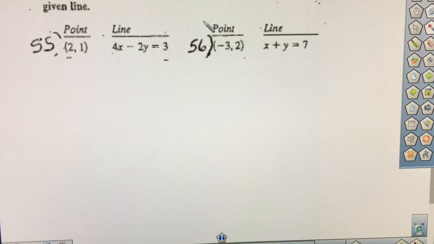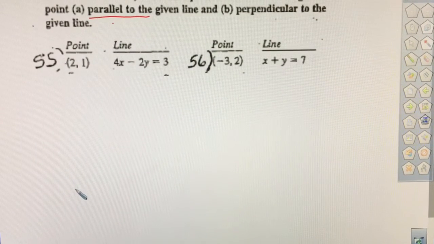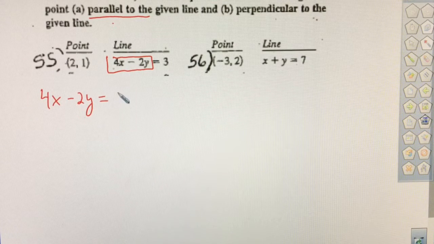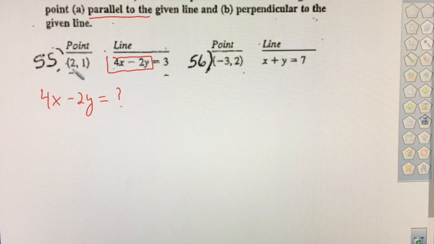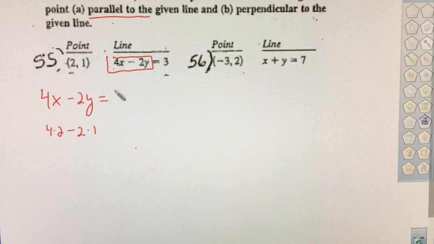Number 55, they want me to find a parallel line and a perpendicular line. So the parallel line is going to be the same as this. I'm just going to write down 4x minus 2y equals, and now I've got to figure out what goes over here. It goes through this point, so when x equals 2, that's going to be 4 times 2 minus 2, and when x equals 1, that's going to give me the value over there for the parallel line. So that's 8 minus 2, which is 6.